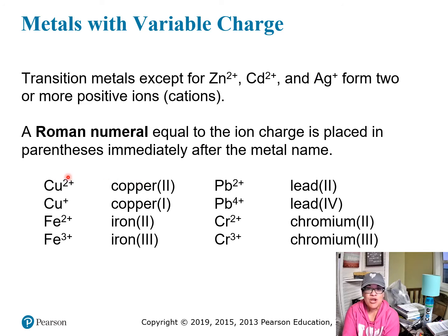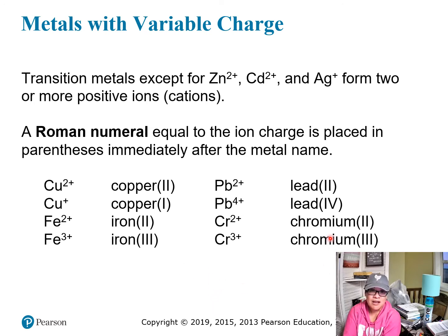Here's an example. Copper can have 2 different numbers. It can have a 2+ or 1+. It depends on the type of copper it is. Iron is also a type 2 because it has 2 different options. Lead has 2, chromium has 2. There's a handful that have more than 2 also.